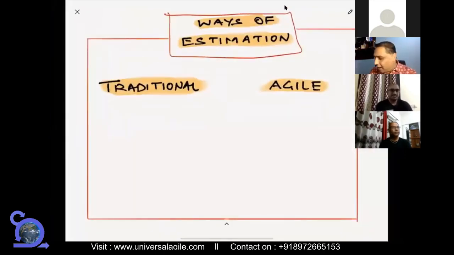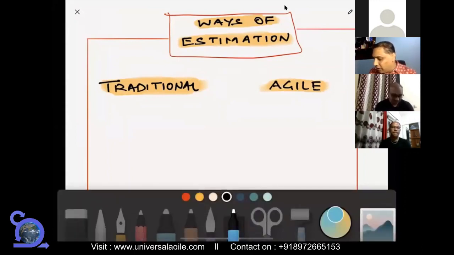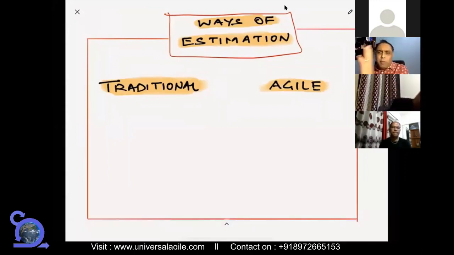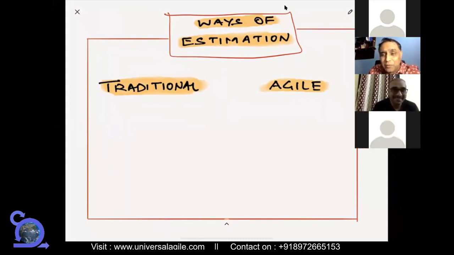What are the ways of estimation we have seen in our traditional world? Forget about Agile. In the past, how did we used to do it? Anybody remember what kind of estimation we used to do? It might be in hours or days. Yes, that was the unit. But anybody remember we used to do lines of code and the productivity of one person? We used to see the lines of code.